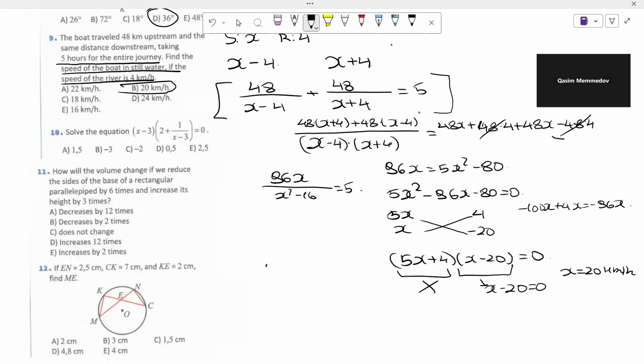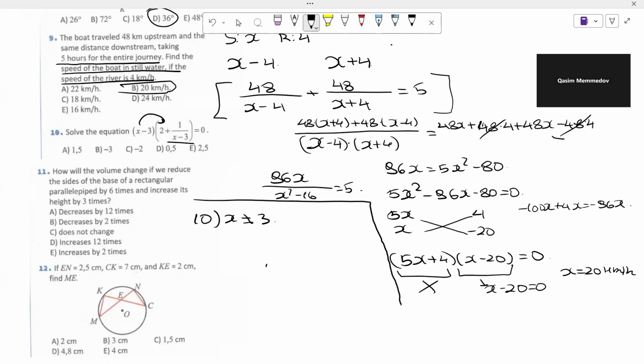Let's continue with exercise 10. I will write the solution there. Firstly, for solving this equation, you must know that x must be different from 3 because there is the denominator x minus 3 and a denominator never can be 0.